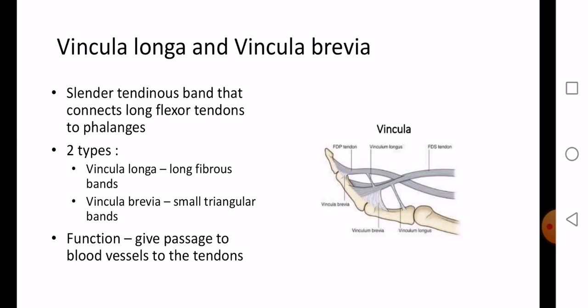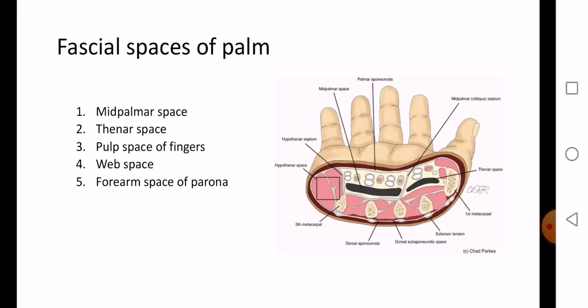There are two types. They are called the Vincula longa, which are long fibrous bands. If you look at the diagram, you can see those slender long bands. There is the Vincula longus. And the small triangular bands that you are seeing are called the Vincula brevia. The function is to give passage to blood vessels to the tendons.